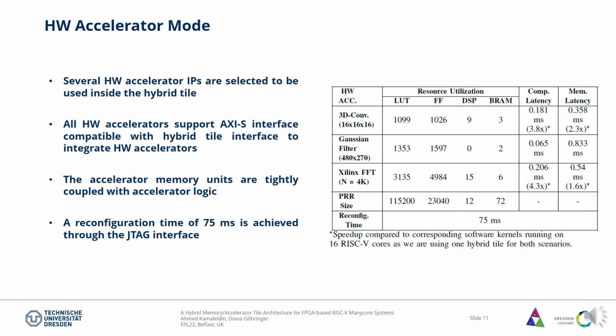Several hardware accelerator IPs are selected to be used inside the hypertile, like 3D convolution, Gaussian filter, and Xilinx FFT. All hardware accelerators support an AXI stream interface, compatible with the hypertile interface to integrate hardware accelerator logic. The accelerator memory units are tightly coupled with the accelerator logic, which reduces the data transfer between the PRAM and the accelerator logic. Finally, a reconfiguration time of 75 milliseconds is achieved through the JTAG interface to change the accelerator logic at runtime.